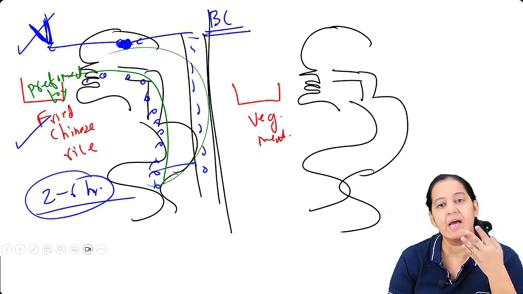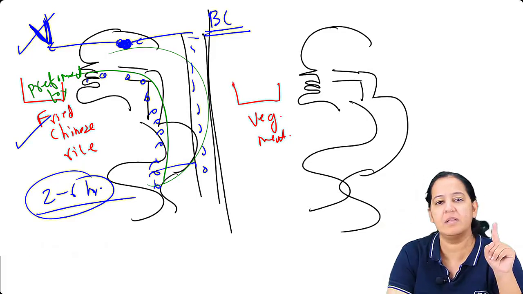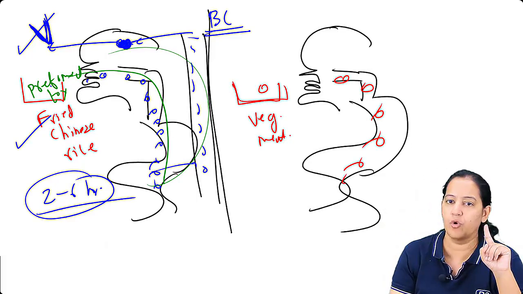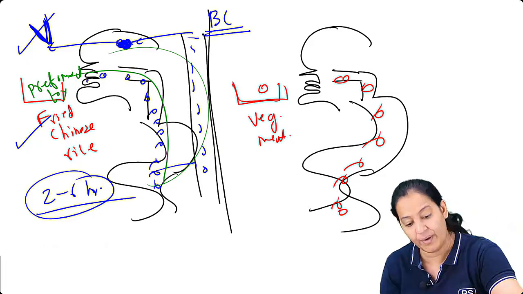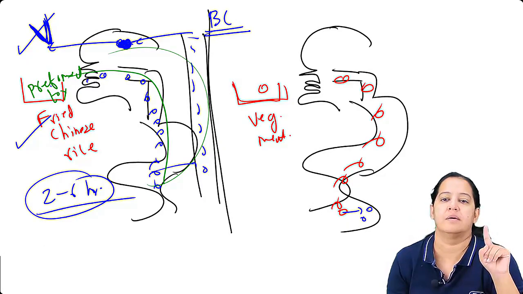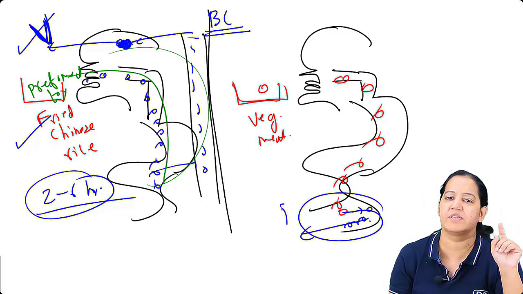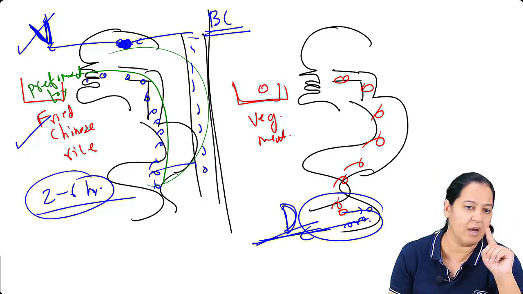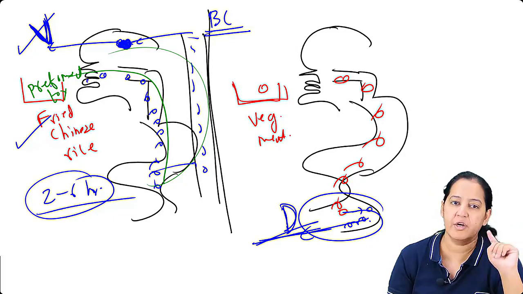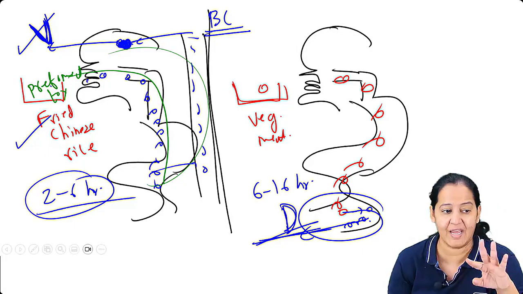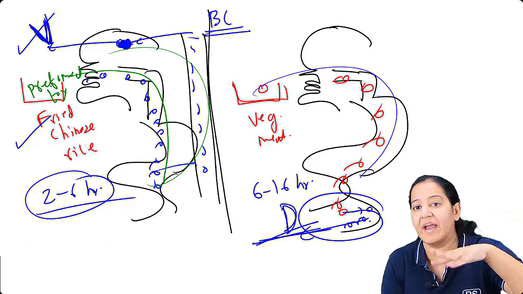The second person is eating the vegetable, meat. So here the bacteria will go inside, not the toxin. Bacteria after going in the intestine secrete the toxin. And this toxin increases the peristalsis and it will cause diarrhea. Here only diarrhea occurs, no vomiting. And it requires 6 to 16 hours, because it will take time. The bacteria first go in and then secrete the toxin.